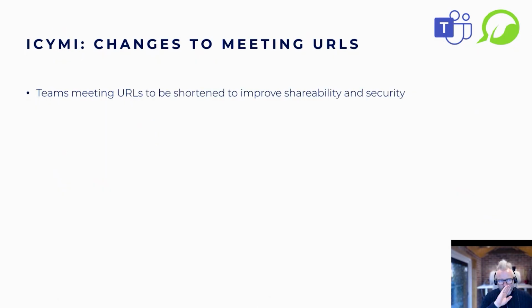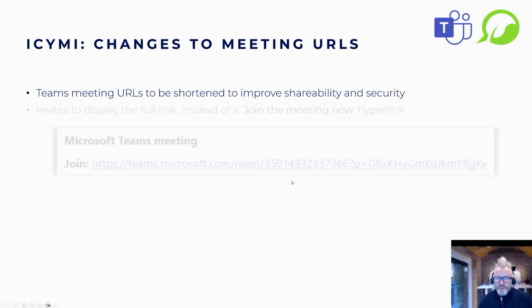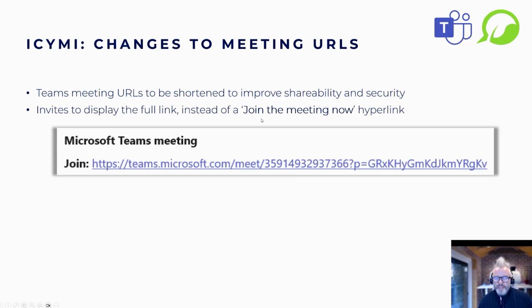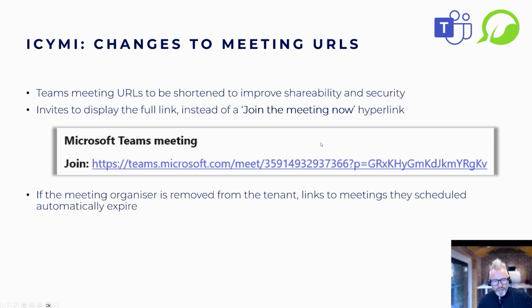Quick one. So this is in case you missed it. This is already out, but there's something in here that I want to bring to your attention. The meeting URLs have been changed, so they've been shortened to improve usability. You no longer see "join the meeting now". You have this long, well, not as long as it used to be, URL. So it shows the full URL now. It doesn't look as pretty, but apparently it's more secure.